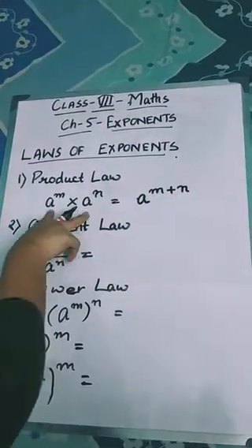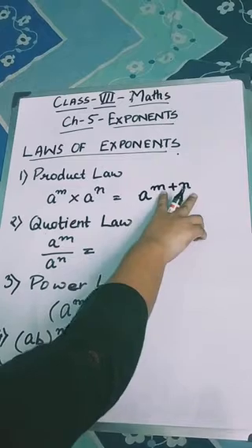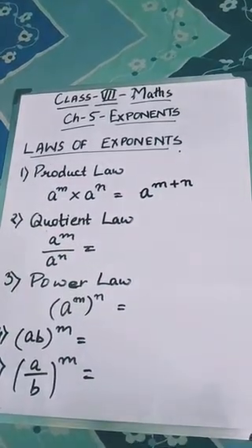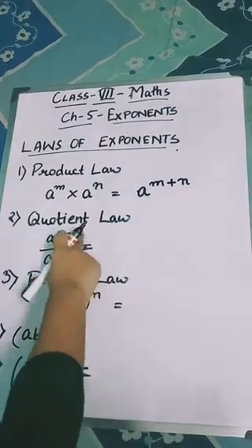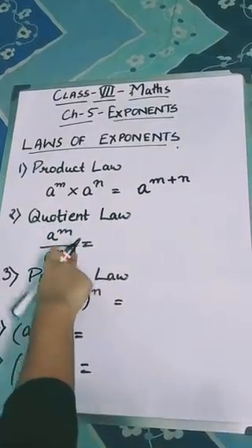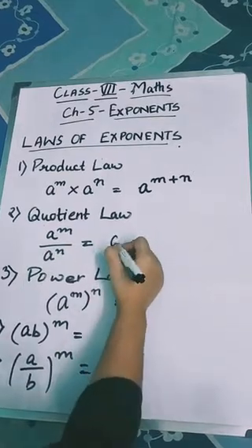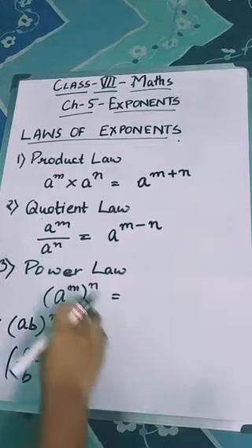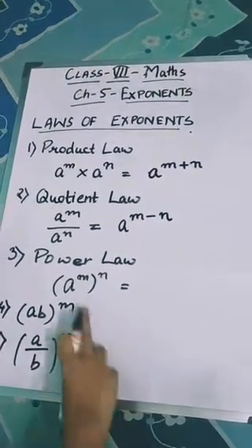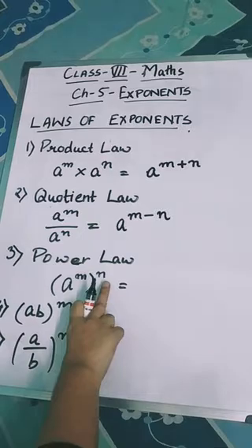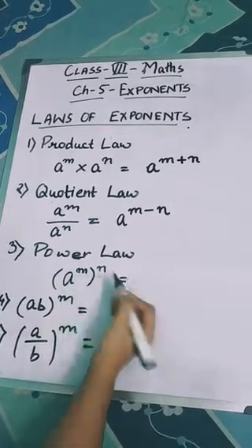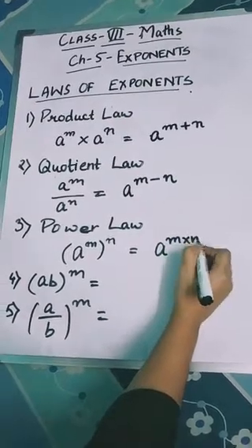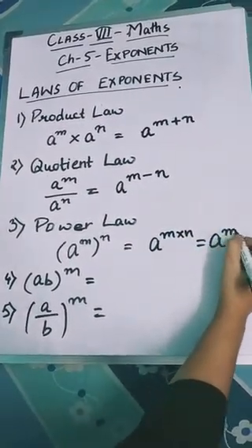Whenever the bases are the same and the powers are different, we have to add the powers when there is a multiplication sign in between. Then there is the quotient law. When two exponential forms are divided, the powers will be subtracted. So you can write a raised to the power m minus n. Now the power law. Power law says a raised to the power m, then in brackets, to the power n. Here both the powers will be multiplied. So a raised to the power m into n, or a to the power mn.